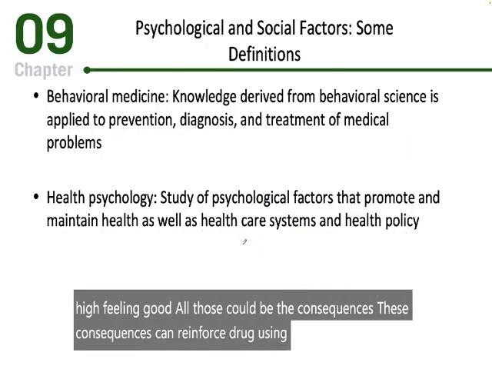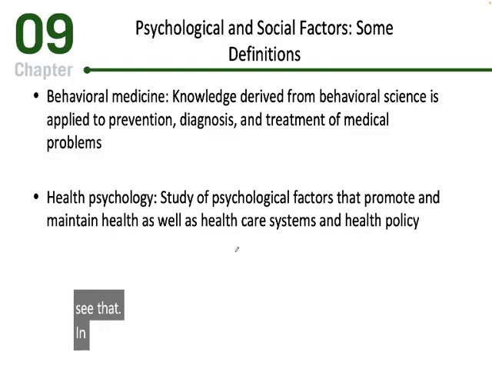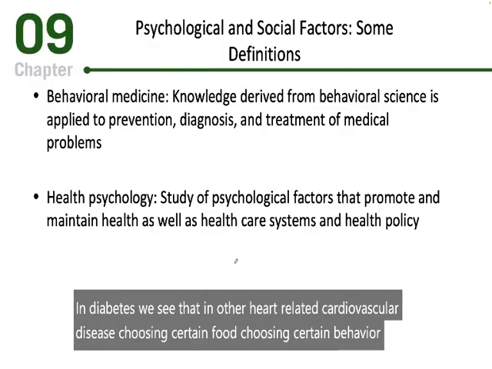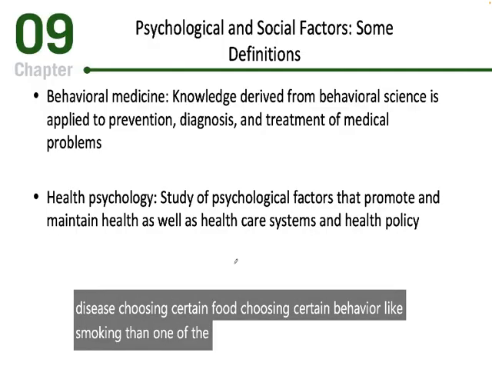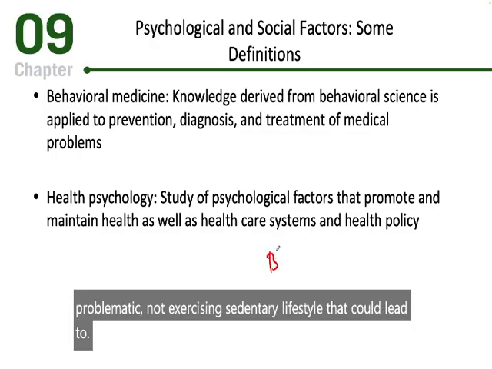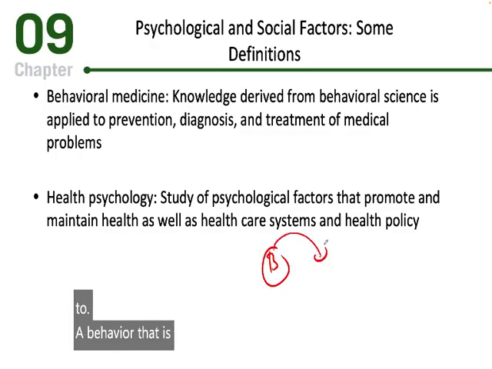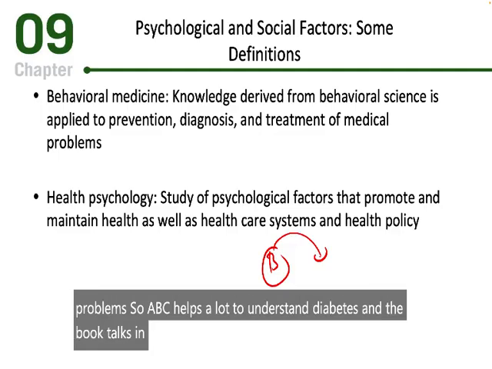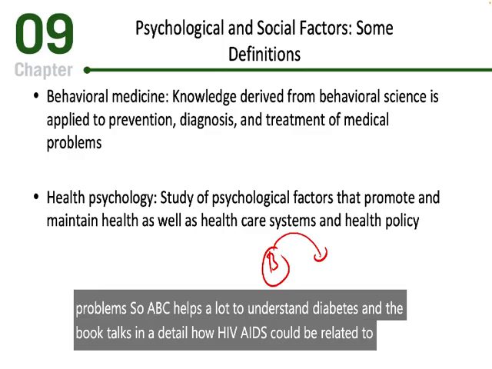Now, we see that in diabetes, and in other heart-related cardiovascular disease, choosing certain food or certain behavior like smoking is one of the major concerns, and other problems like not exercising and a sedentary lifestyle could lead to health problems. So ABC helps a lot to understand diabetes, and the book talks in detail about how HIV/AIDS could be related to this behavioral aspect in people.